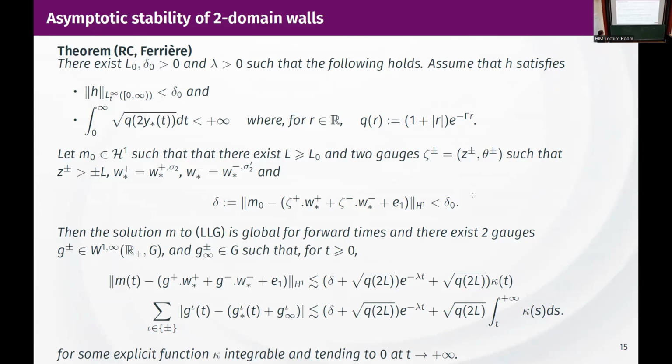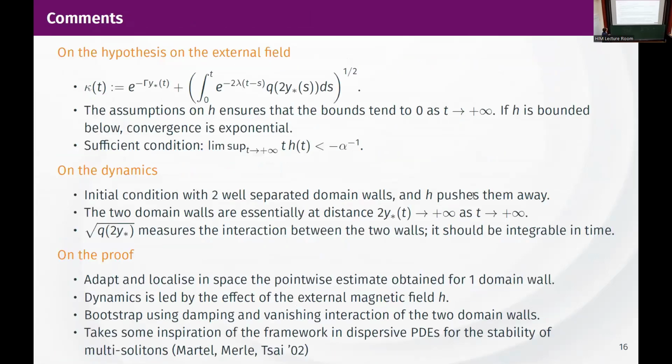And you have a similar bound for the two gauges, except that here you have the L infinity norm of kappa, and here you have the L1 norm. So you have an explicit expression of kappa, which we can forget. I just put it here for memory. But the point is that the assumption on H will tell you that kappa is in L1 and tends to 0 at infinity. And as I mentioned, if it's bounded below, the convergence is exponential. And one sufficient condition is that H is essentially 1 over T.